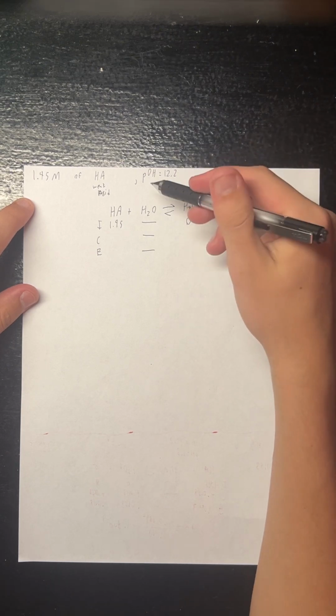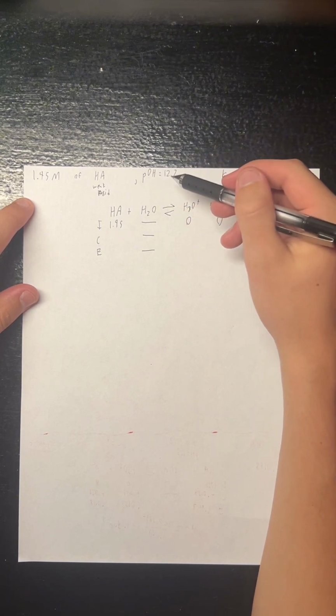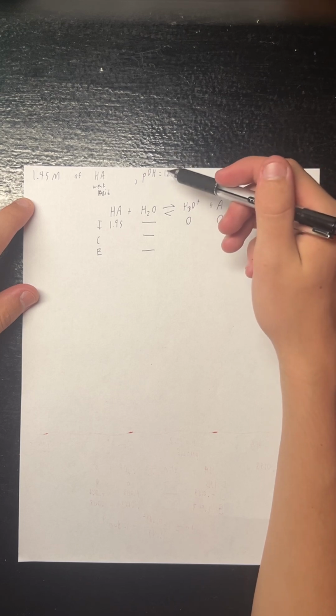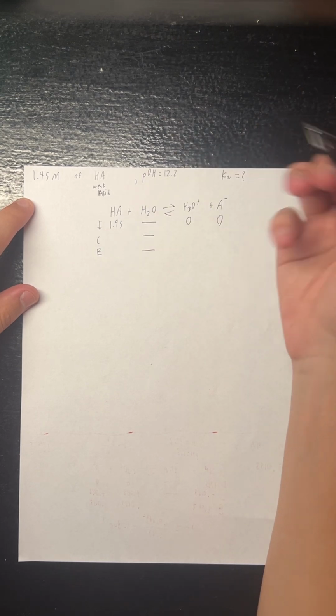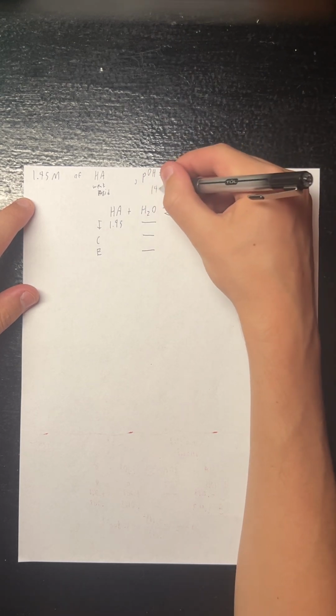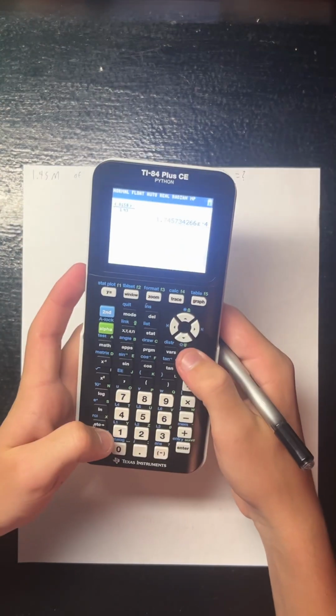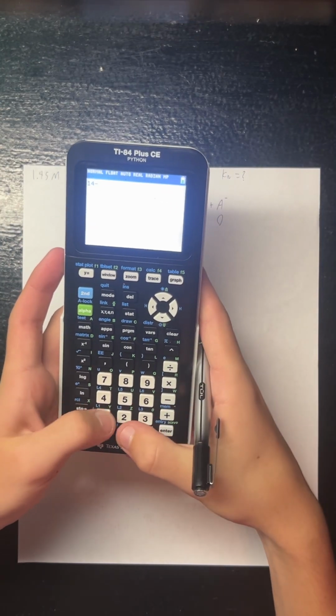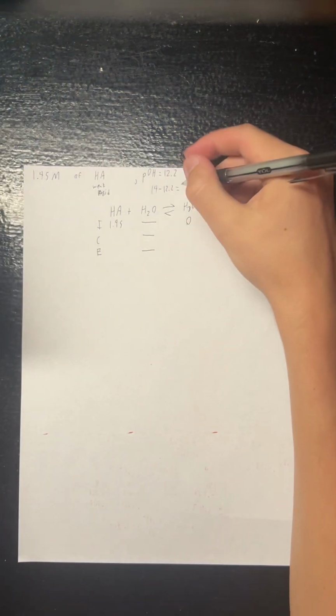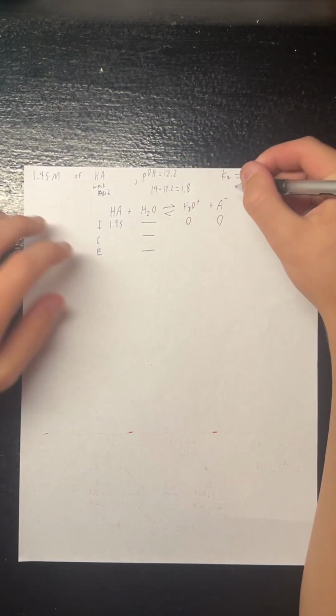So now we're given a pOH. And what we can do with this is convert it to a pH by doing 14 minus 12.2. That comes out to be 1.8. So 1.8 is our pH.